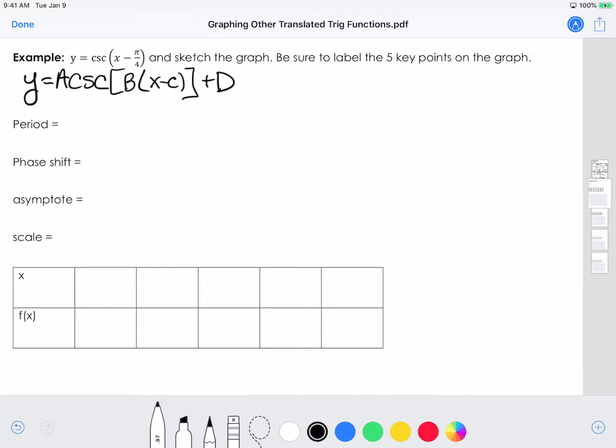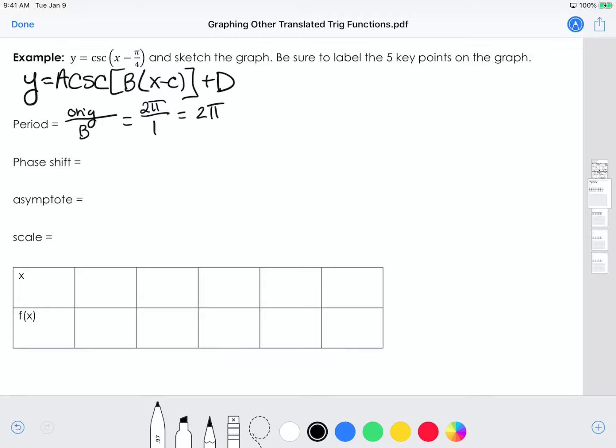To find the new period of this translated function, we're going to take the original period of cosecant and divide by B. Since cosecant has a period of 2 pi, and we divide by B, notice what's in front of the x is 1, so my period is going to be the same. 2 pi divided by 1 is 2 pi. So the length of my first cycle for this translated function is going to be the same.